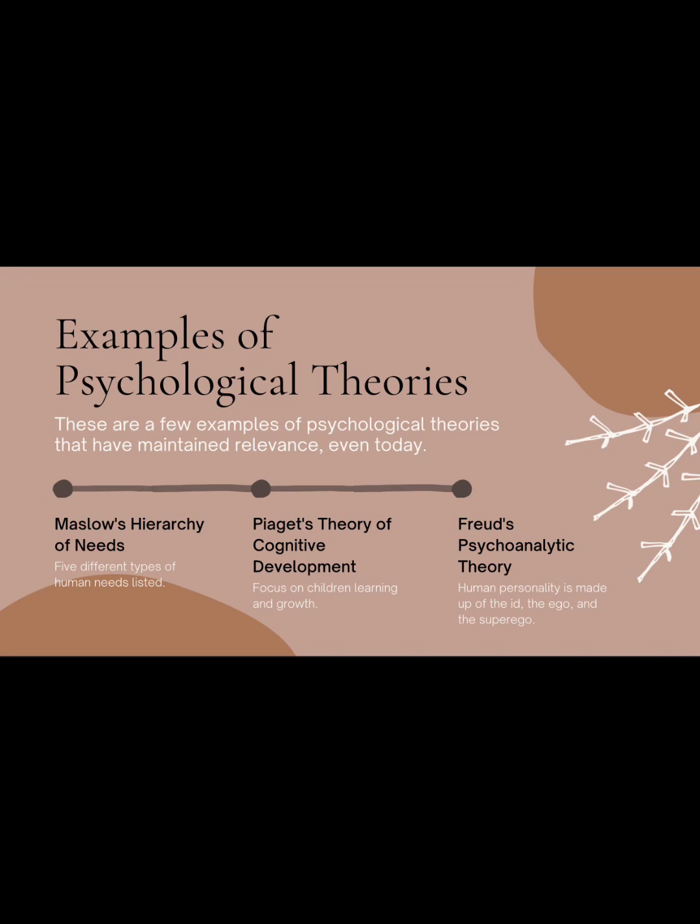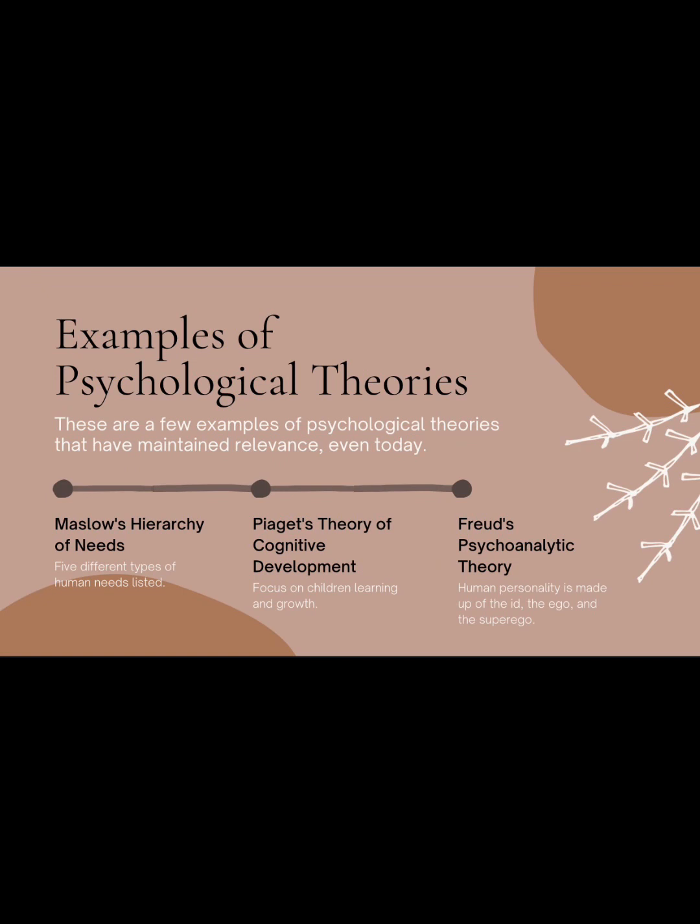Second example that you can see is Piaget's theory of cognitive development. Piaget's theory of cognitive development focuses on how children learn and evolve in their understanding of the world around them. According to his theory, there are 4 stages children go through during cognitive development. First one is the sensorimotor stage. And second one is the pre-operational stage. And third one is the concrete operational stage. And the fourth one is the formal operational stage.